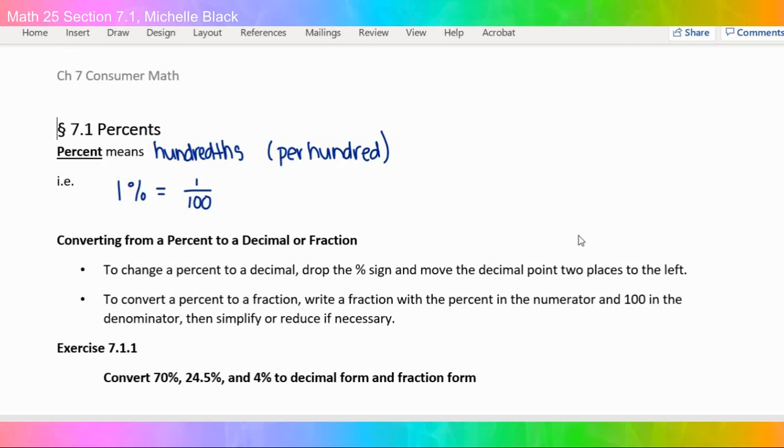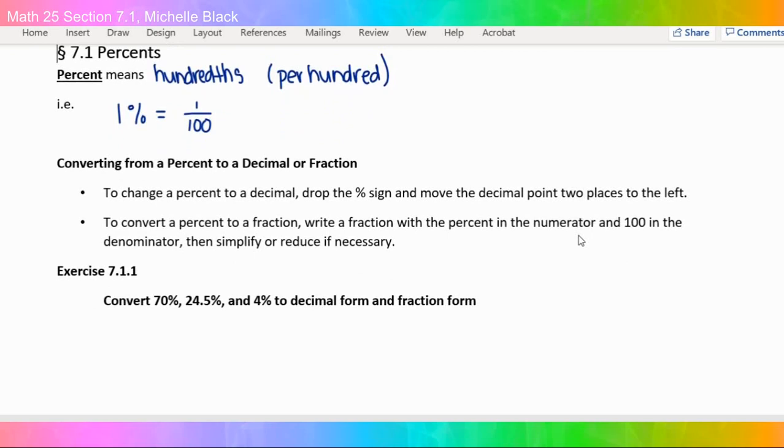Let's start by talking about how we can convert from a percent to a decimal or a fraction. To change a percent to a decimal, you need to drop the percent sign and move the decimal point 2 places to the left. To convert a percent to a fraction, write the fraction with the percent in the numerator and 100 in the denominator, again because percent means per 100. So when I had 1%, I put the 1 on the top and a 100 in the denominator, and then you can just simplify that fraction.